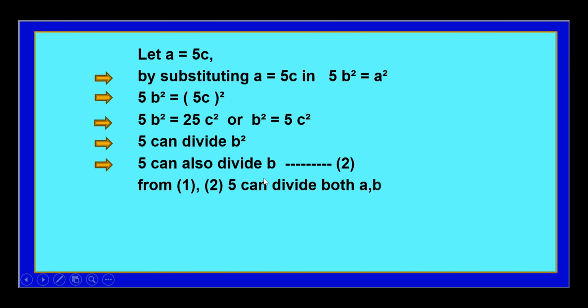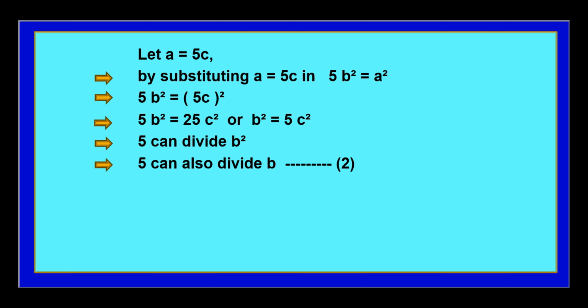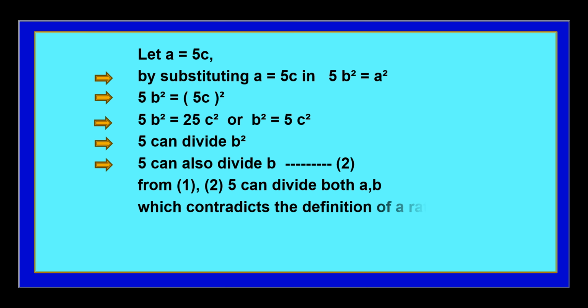In the first we proved that 5 can divide a, and in the second conclusion we proved that 5 can also divide b. You see this, in first we proved that 5 can divide a. Now in second we proved that 5 can also divide b. Means 5 is a common factor for both a and b. 5 can divide both a and b.